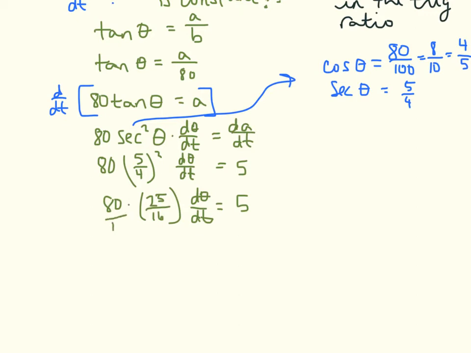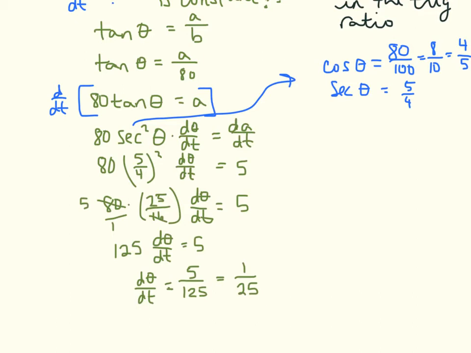Remember, this 80 is over 1, so 16 can go into 80 5 times. So I have 5 times 25, which is 125 dθ/dt is equal to 5. Okay, one last step to get dθ/dt by itself, and that's divide by 25. So I get 5 over 125, which is the same as 1 over 25. Okay, and that's the rate of change of the angle.